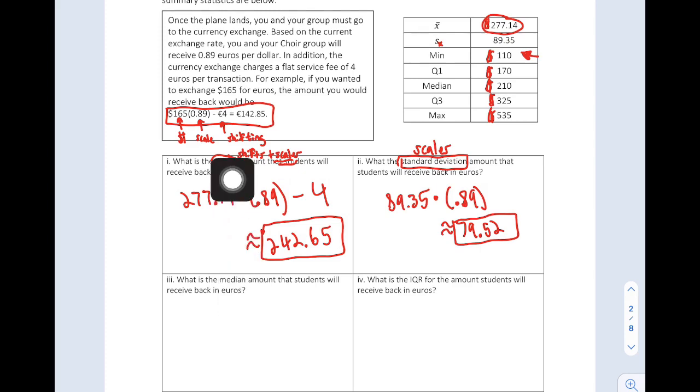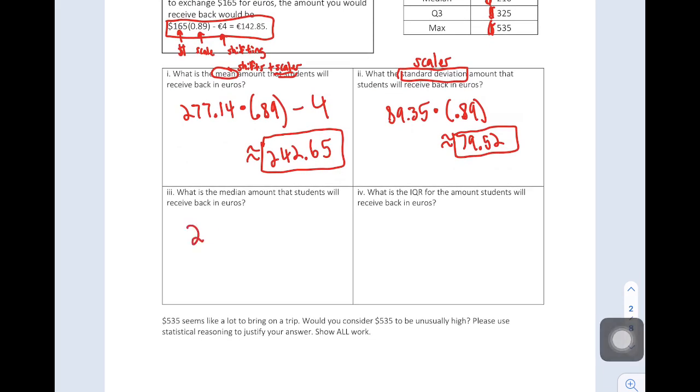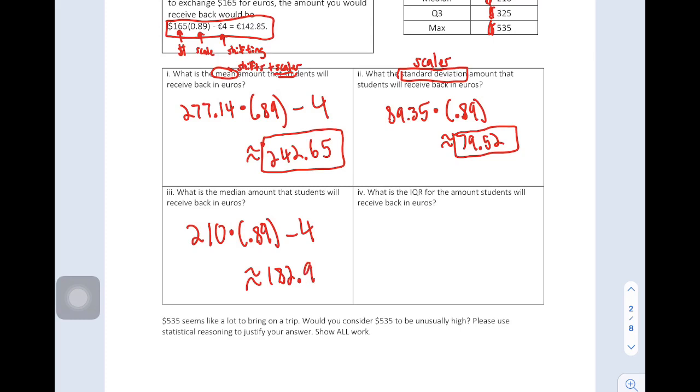Median, similar to mean, is affected by both shifts and scales. So for the median, which we know for dollars was 210, multiply this by 0.89 and subtract 4 because it's affected by both scales and shifts. Scales are when we're multiplying by a factor, shifts are when we're adding or subtracting a constant.